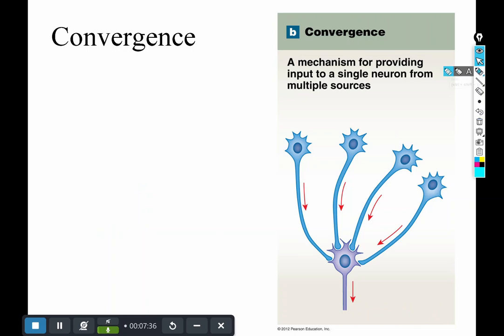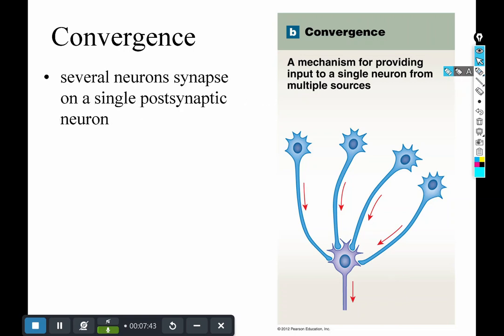Okay, so convergence is the opposite of divergence. It's essentially when many neurons all input onto a single one. So we can see here we've got neurons A, B, C, and D, and they're all synapsing on one neuron, which is F. I skipped E, but it doesn't matter.